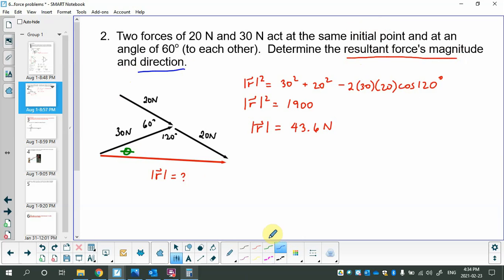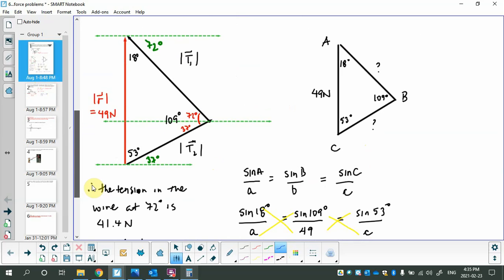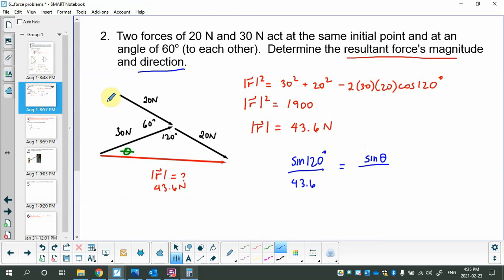So my suggestion is taking that 43.6 and putting it on the picture so that you can see that we now have alternate pieces of information and the sine law is totally appropriate. So sine 120 degrees over its partner 43.6 equals, and I care about theta, and yes, you can label your triangle the way I did in the tension question if you choose, but sine theta over its partner 20.